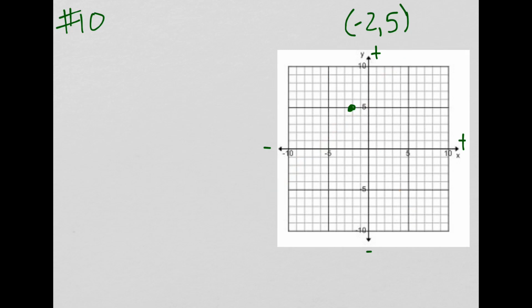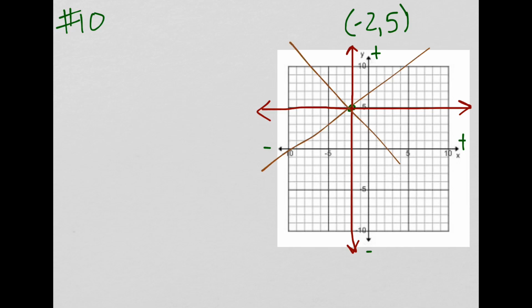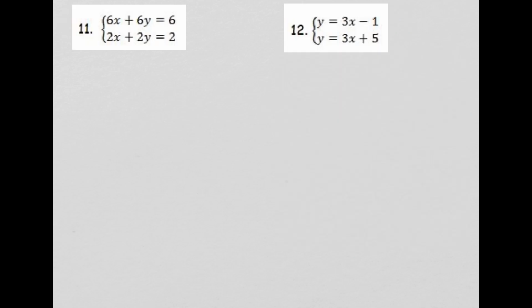I'll tell you the easiest way to do this one though. X equals -2 would be all this vertical line where all the x's are -2, and y equals 5 would be this horizontal line where all the y's are 5. There you go. That's a system of equations that has that solution. But again, you could have done any two lines across there.